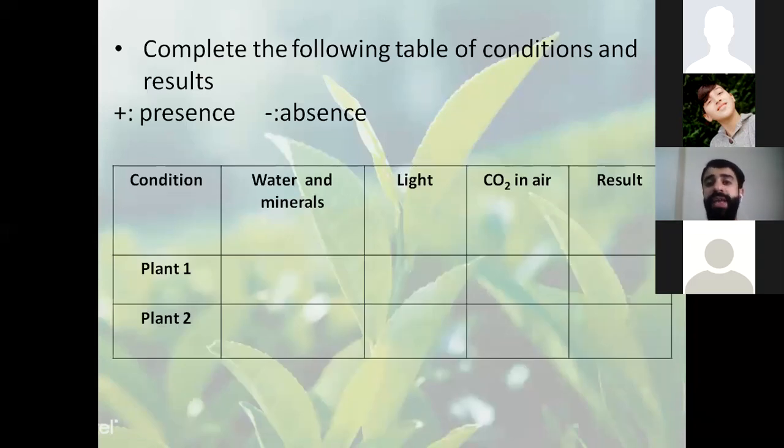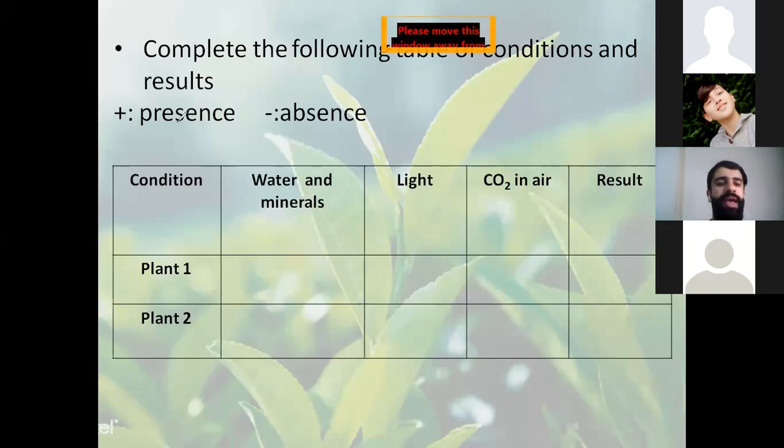So we have here: complete the table of conditions and results. First of all, whenever you have to draw this table, you have to draw it using a pencil and using a ruler. In the plants, we always have four important conditions: water, minerals, light, and CO2. First one is the water, second one is the minerals, third one is the light, and the fourth is CO2.